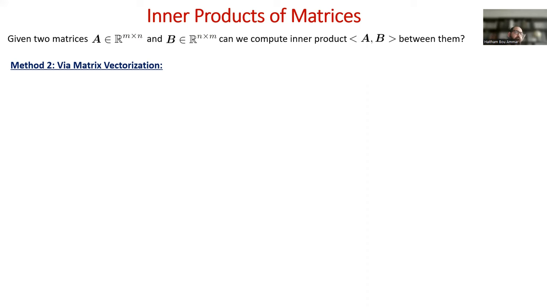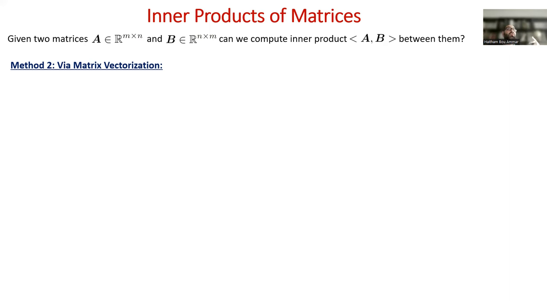Now, can we think about a way to do that for a matrix by using this thing that we know? Is there a way we can use how the inner product between vectors works in order to get the inner product between two matrices? Well, yes, we can. We're going to introduce an operator which we call a vectorization operator. The goal of this vectorization operator is to take the matrix and represent it equivalently in a very long vector.